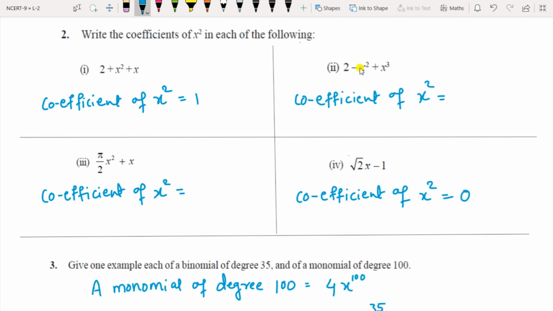So in this case also, number is not there, but you have to consider the sign also, so it will be minus 1. In this case, it is pi by 2. And in this case, x square term is not there. They are asking only for x square. So x square term is not there, so it is 0.